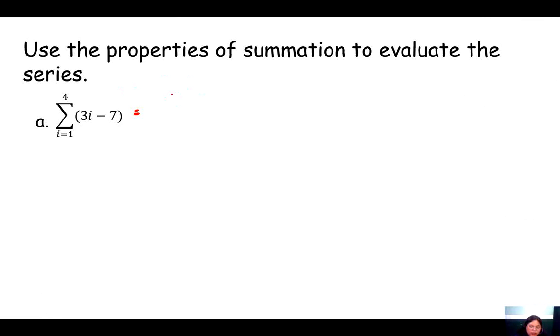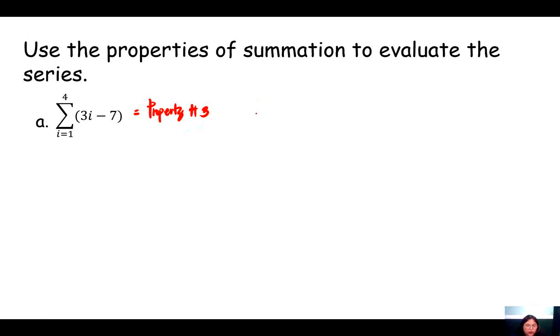Okay, so we can rewrite this as you can see then, as you observe on the given, our starting point is 1. Okay, our limit is 4. So not infinity anymore. So ang ating limit or ang ating endpoint is 4. So from 1 to 4 lang po tayo. Okay, now let's apply the property number 3. So let's write here property number 3.